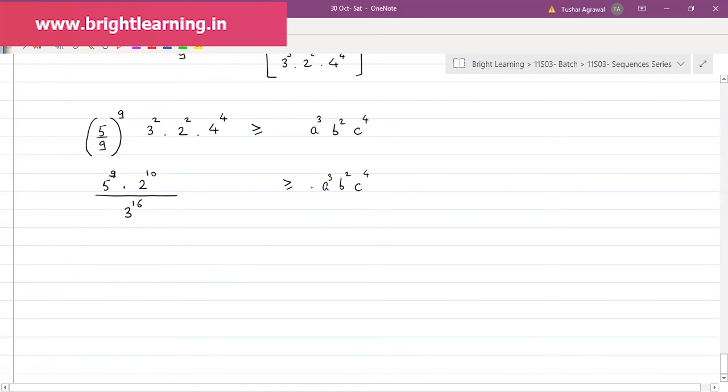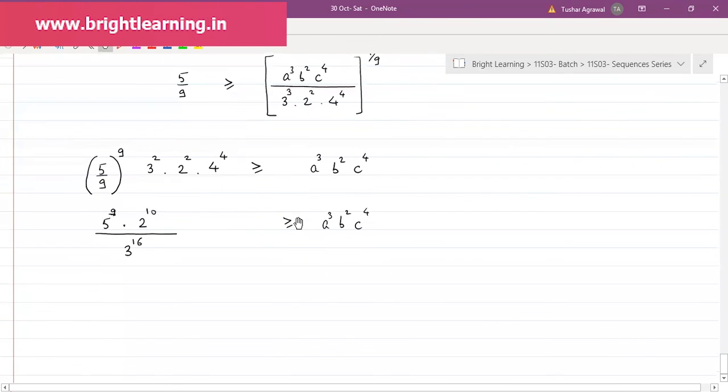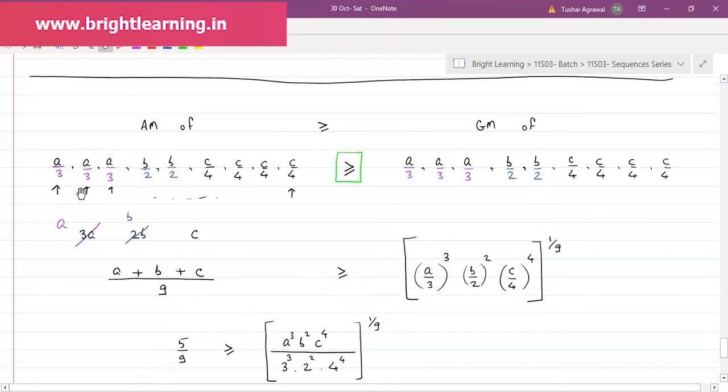Wait, I did something wrong over here. It should be 3 cube. Wait a minute, it should be 3 cube, so this will be 15, not 16. Is this clear to you, students? Yes, sir. So the only thing is you should be able to get these coefficients properly: A by 3, A by 3, A by 3, B by 2, B by 2.